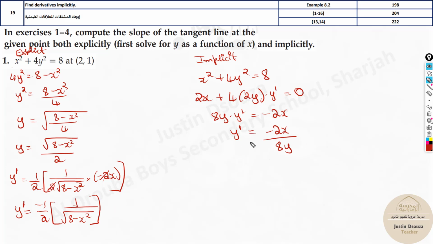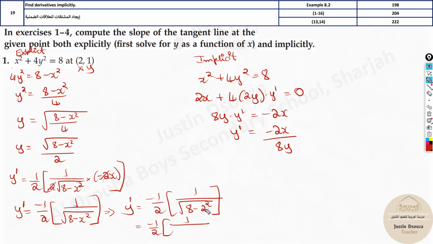But now I will show you why they are equal. Let's substitute this x and y and solve the slope. For this, y dash is equal to what? Negative half into 1 divided by 8 minus, what is the x value? It's 2 squared, the whole square root. You can just put it in the calculator, but let's solve it over here. Half into, what happens here is 8 minus 2 squared is 4, and the square root of 4 is 2 over here, okay? Negative half into half will be negative 1/4.